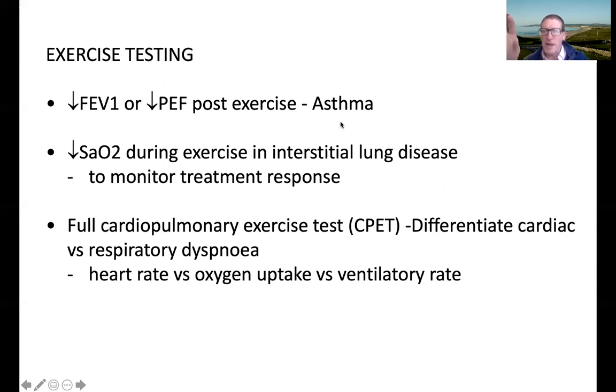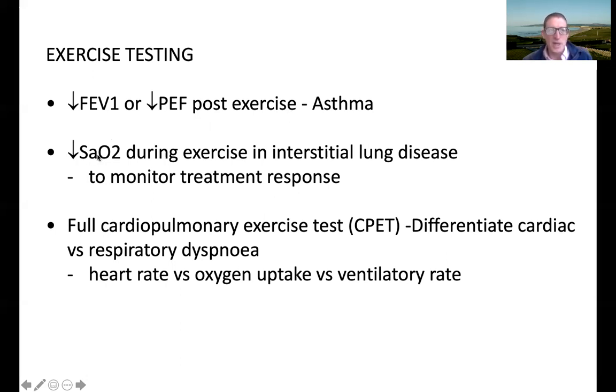Now, normally what happens in exercise is you release endogenous adrenaline. So adrenaline's a beta-2 agonist, so it dilates your airway. So initially in exercise, even if you've got asthma, you dilate your airway. It's what happens when you stop exercising and the adrenaline falls that you get a rebound fall in FEV1 or peak flow. So it's the fall in FEV1 after exercise which is what we're measuring to determine exercise-induced bronchoconstriction or exercise-induced asthma.